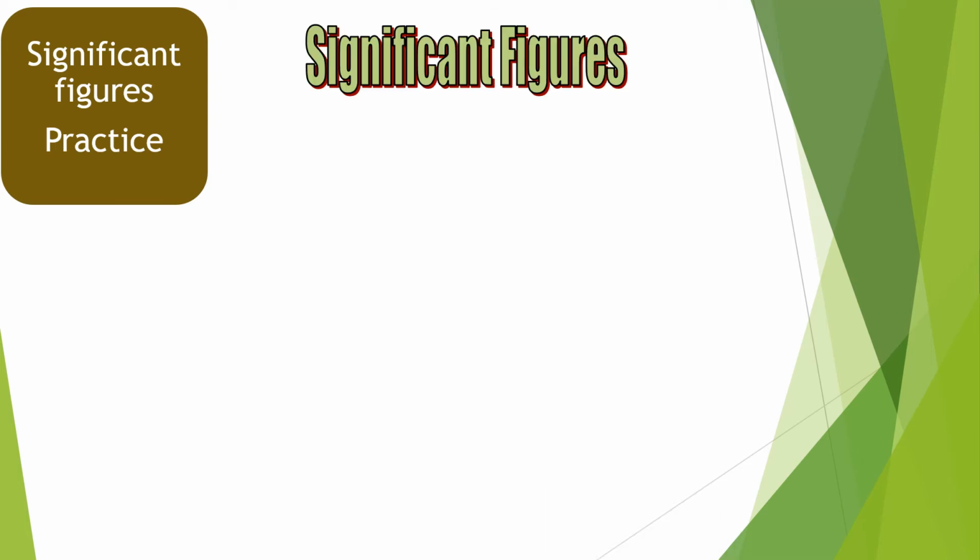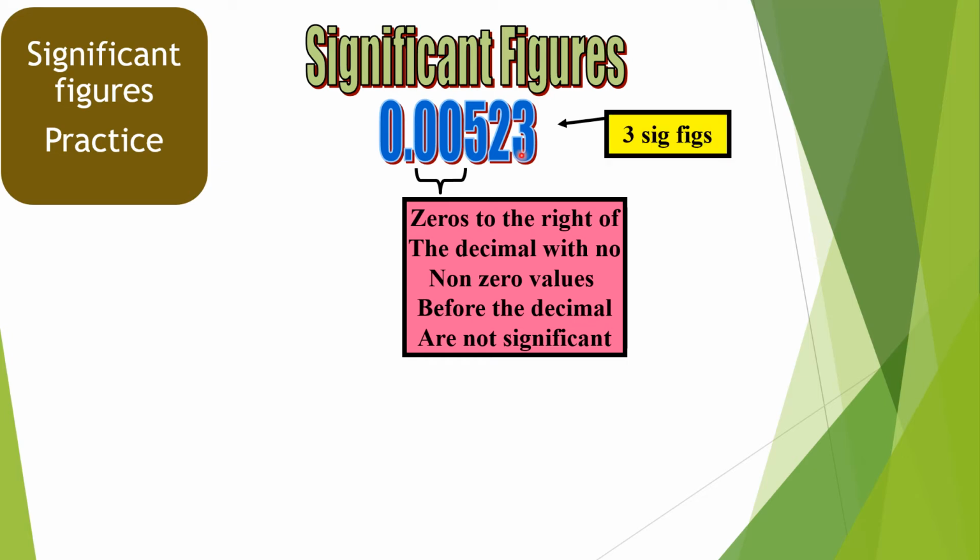Here in number 0.00523, there are only three significant figures because, as we have discussed, zeros to the right of the decimal with no non-zero values before them are not significant figures. That's why only 5, 2 and 3 are counted as significant figures. And we get three significant figures in this number 0.00523.